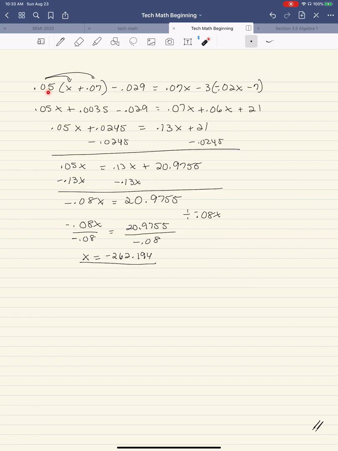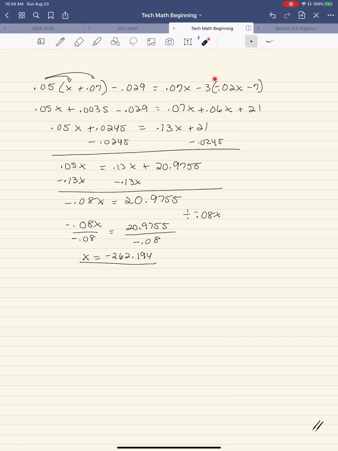This problem here, 0.05 parentheses x plus 0.07 minus 0.029 equals 0.07x minus 3 times a negative 0.02x minus 7. Distribute first. So 0.05 times x is 0.05x. 0.05 times 0.07 is 0.0035 minus 0.029 equals 0.07x.